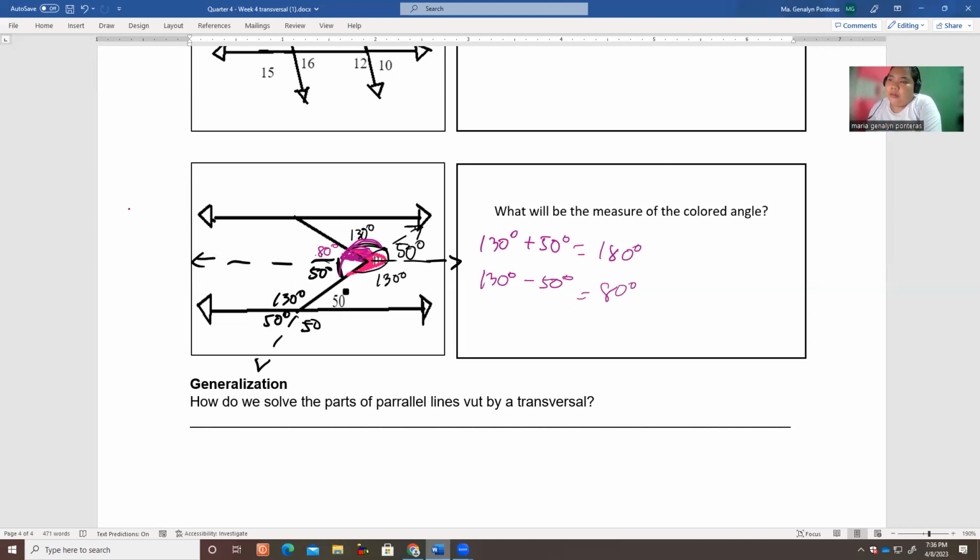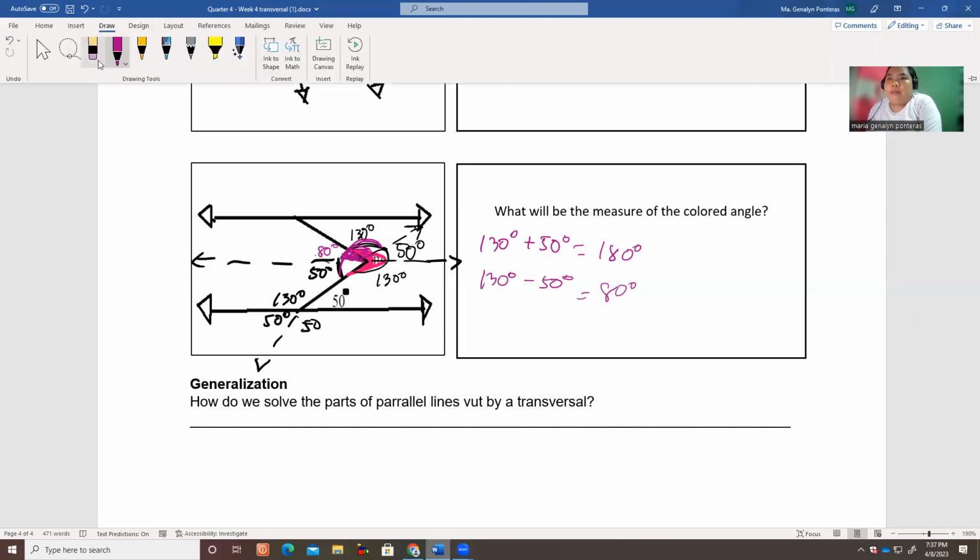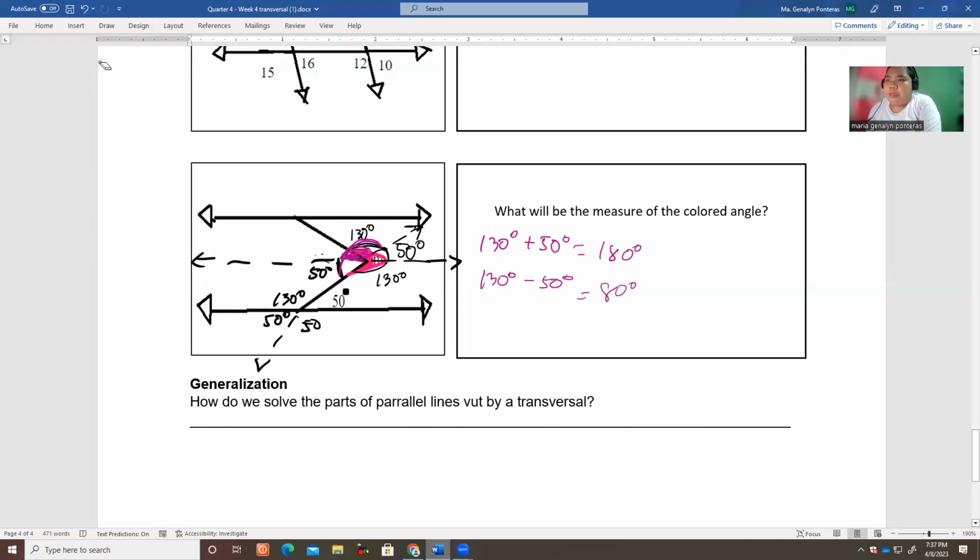So this whole thing is 80, and this would be what? Ah, no, it's 180. Oh no, it's excess. Wait. So how can we find this small portion here, knowing that the whole thing is 130? Meaning we need to look for another pair of angles that would justify 130 minus 50 right now.